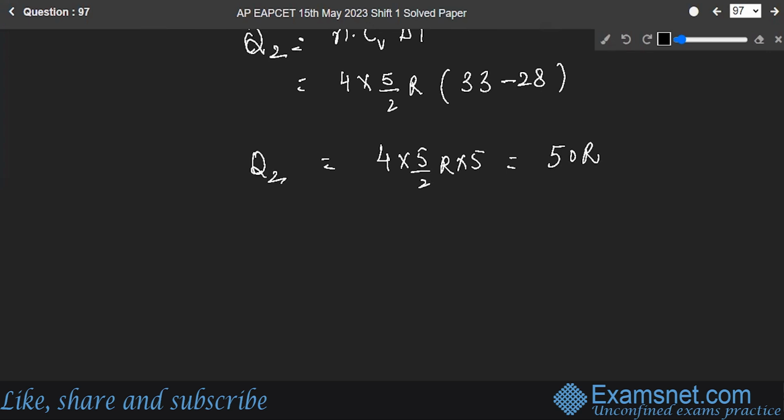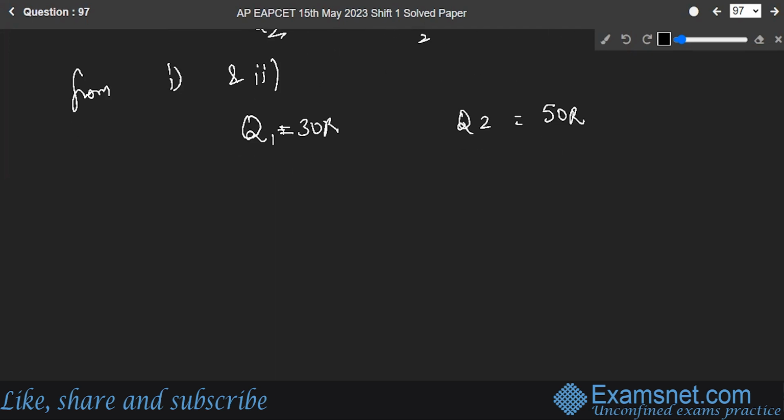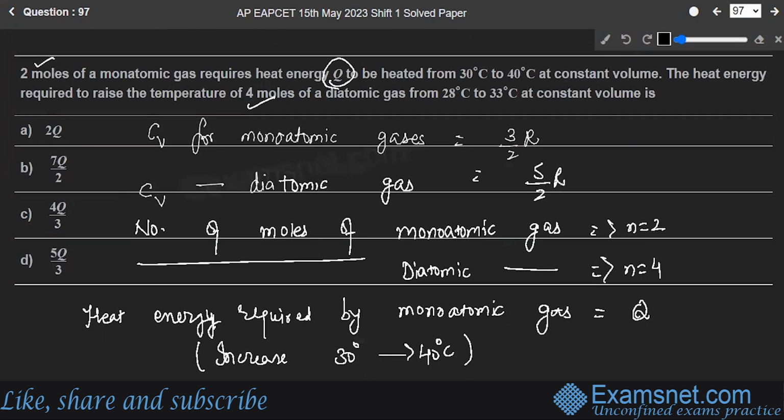This is Q2. Let's say this is equation 2 from 1 and 2. You have Q1 as 30R and Q2 as 50R. That gives you Q2 is equal to 5 by 3R, right? And I think I got the answer. This is what we needed to find out. Yes. So that makes 5 by 3Q. That's it. Option D is the right answer.